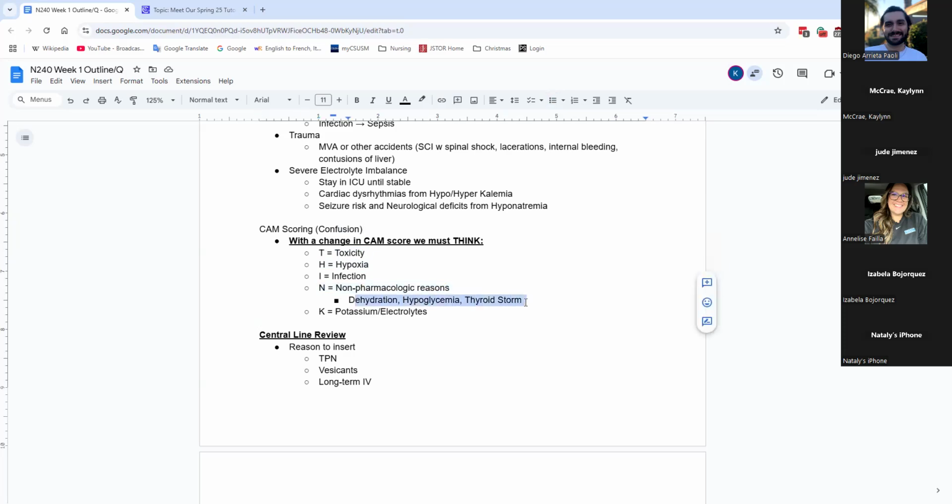I listed a few examples of things that would fall under here: dehydration, hypoglycemia, thyroid storm, and then K for potassium, which is kind of potassium and electrolytes. I do think it's helpful for remembering a lot of these causes for acute confusion slash delirium at once. So I think that's a good thing to keep in mind. It may show up as a select all that apply, perhaps.